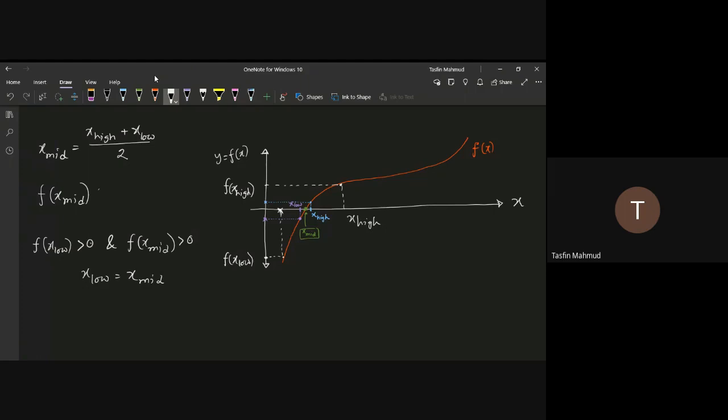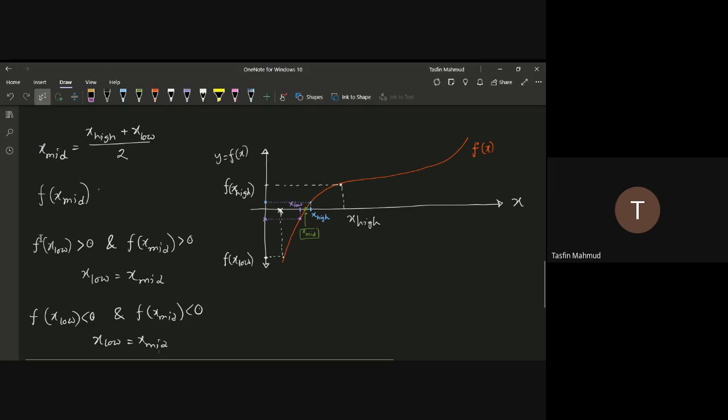Or we can check the other case, where we have the same sign, right? So we will have this case as well: if f of x low is negative and f of x mid is negative as well, then we will also update the x low value.